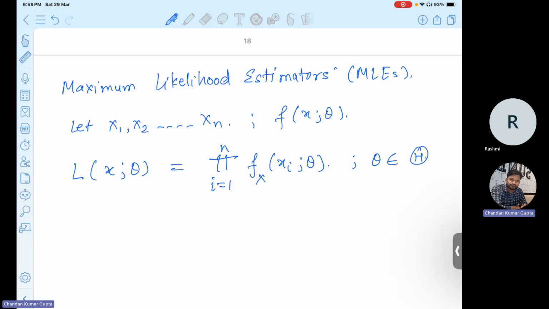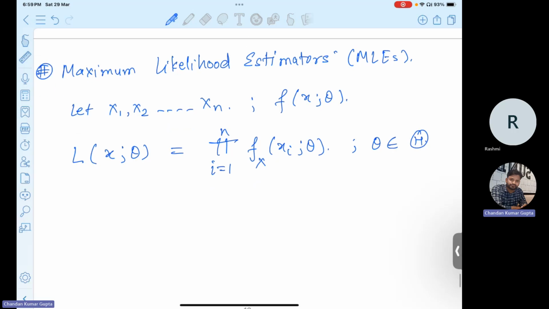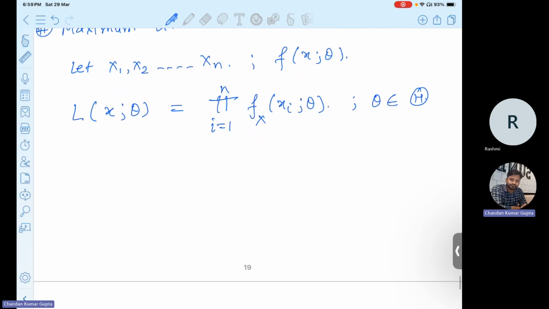Then we will find the value of theta for which this likelihood function is maximized, gives the maximum value. That is called the maximum likelihood estimate. And let me give one example so that it is more clear.